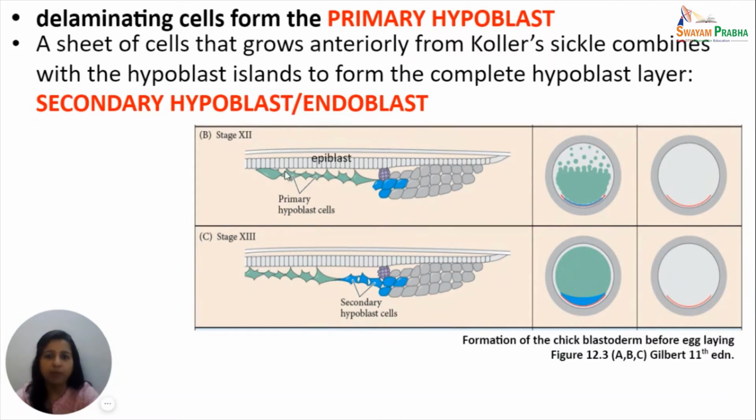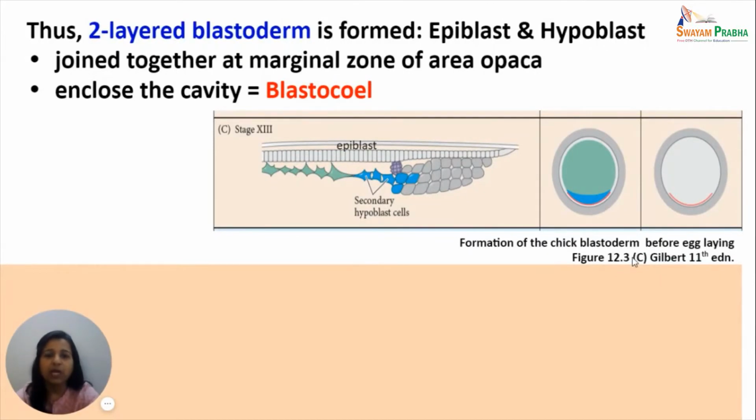These diagrams show the formation of primary hypoblast cells, and when the sheet of cells grows anteriorly from the Koller's sickle and the primary hypoblast grows posteriorly, the two combine to form the secondary hypoblast layer. The green cells which are increasing here are the primary hypoblast cells, and this blue layer shown here are the secondary hypoblast cells. Now both these blue and green layers combine to form the secondary hypoblast or the endoblast. So ultimately a two-layered blastoderm is formed.